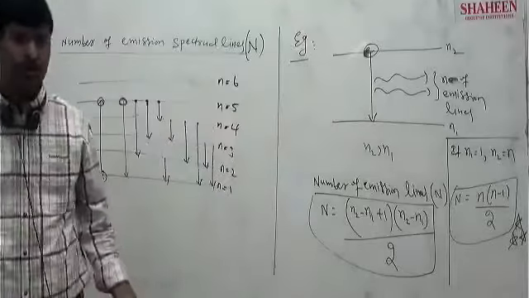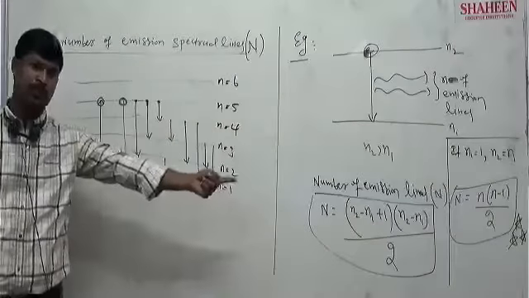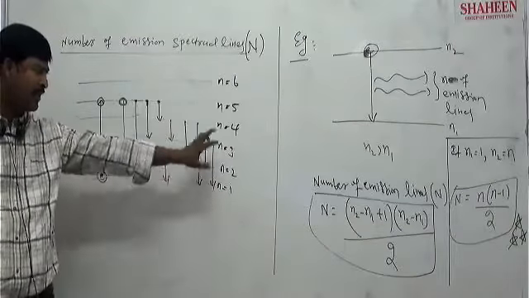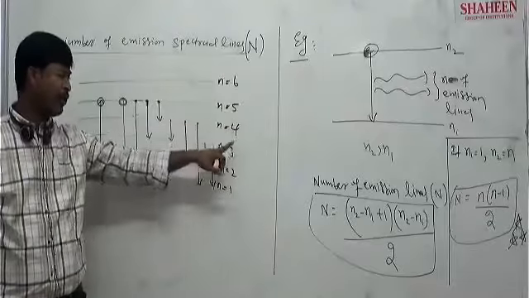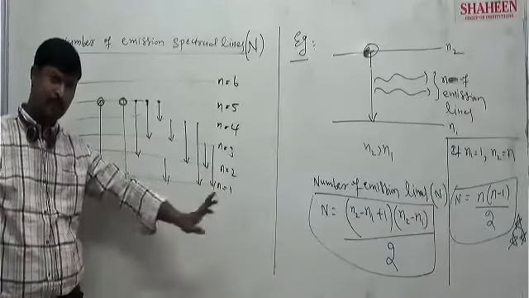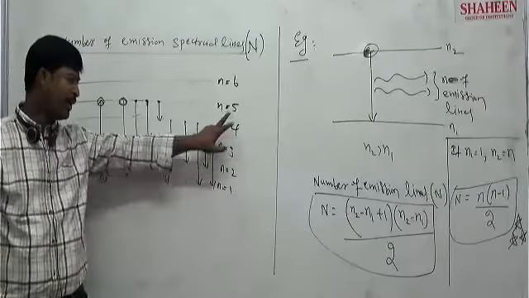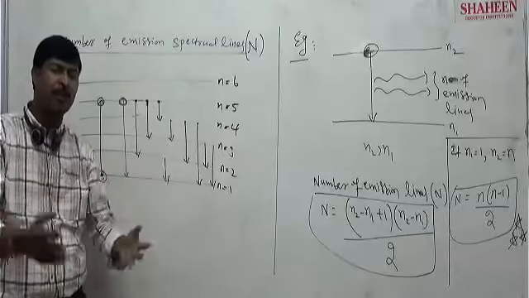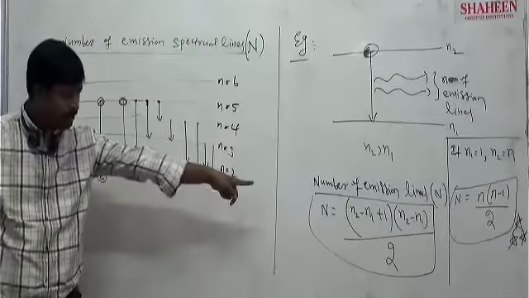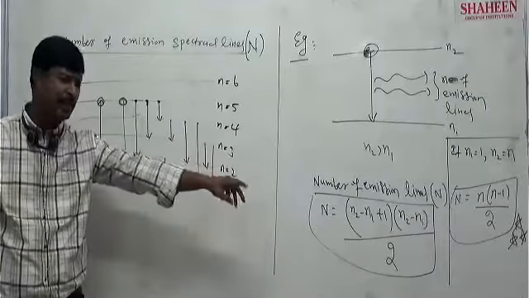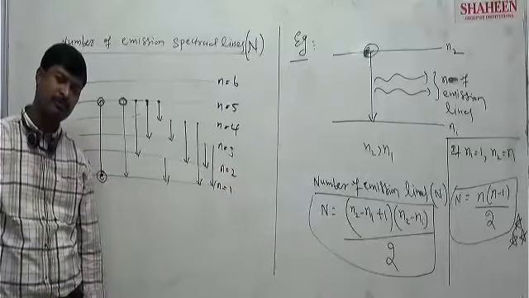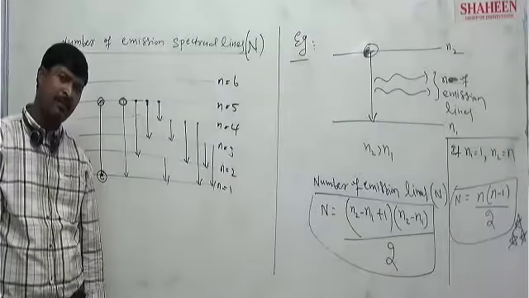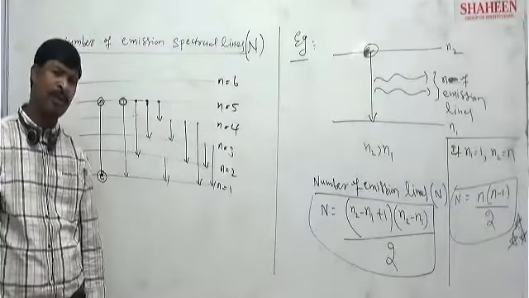If it is not the ground state, we have to use the general formula. If the lower one is not the ground state, for example, the electron jumps from n equal to 5 to n equal to 3 only, what is the possible number of emission lines? There N2 will be 5 and N1 will be 3, and you need to substitute. Clear? It is an important point.